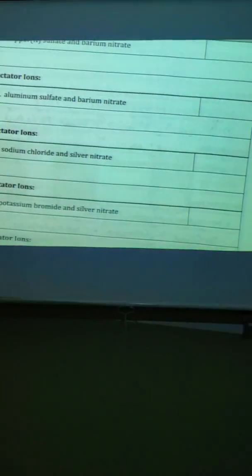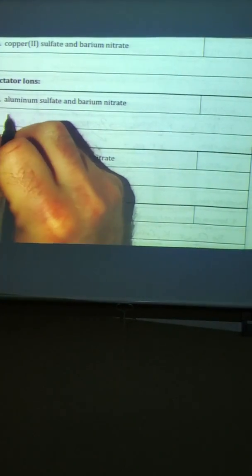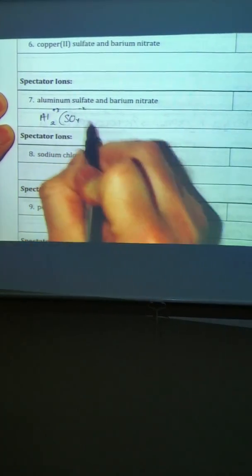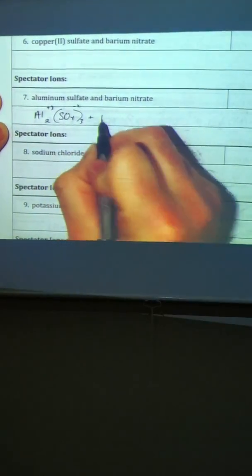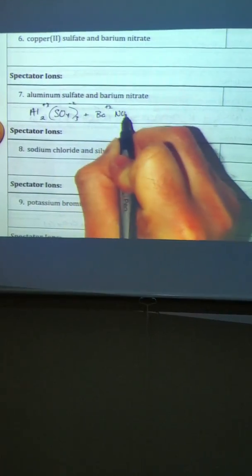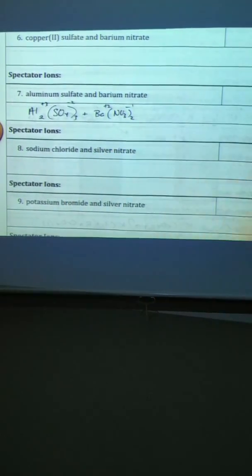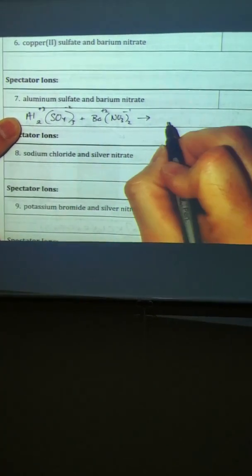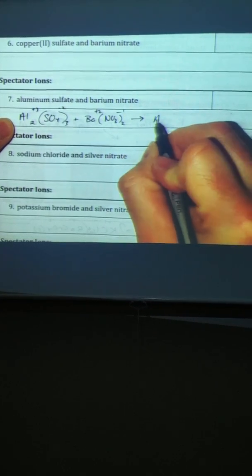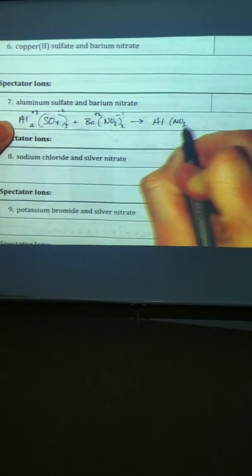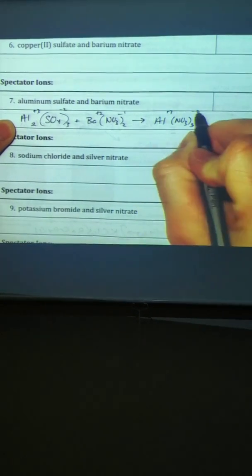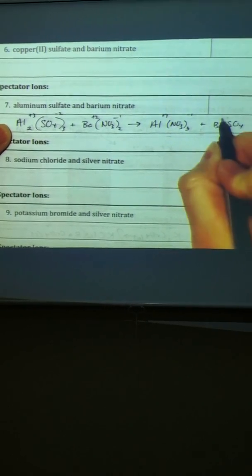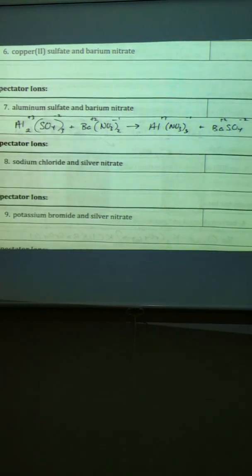Try a few more. Aluminum sulfate, we have aluminum with a +3, sulfate with a -2, across the 2, across the 3. We have a barium, which is a +2, a nitrate, which is a -1, across the 1, across the 2. We need to switch the positives. So we're going to get, it doesn't really matter who we do first, we get aluminum with a nitrate. So again, a +3, -1, across them. And then a barium with sulfate. It's a +2, -2, perfect swap.